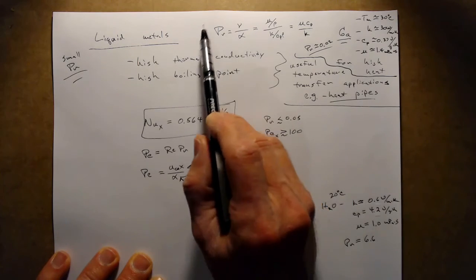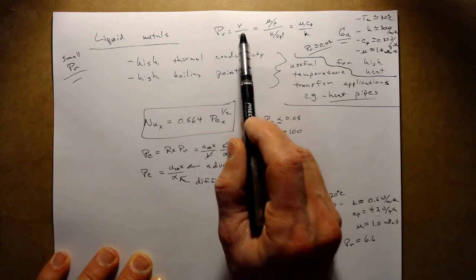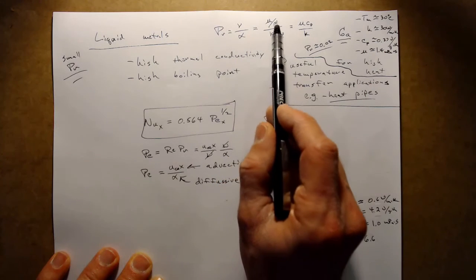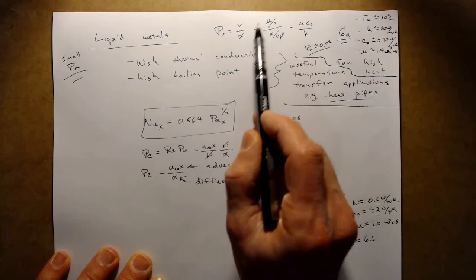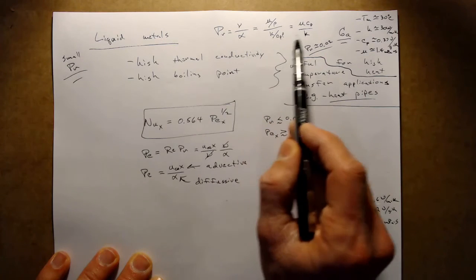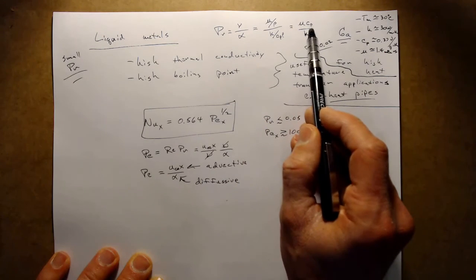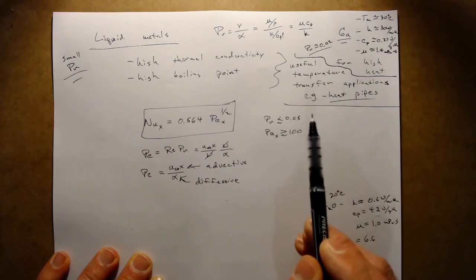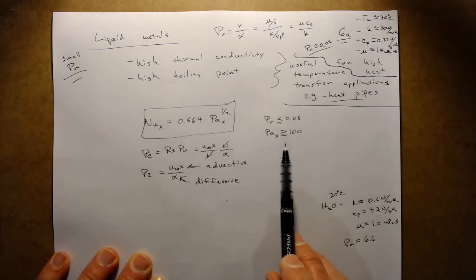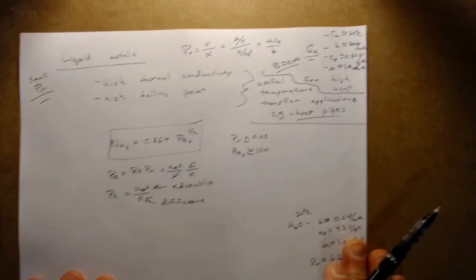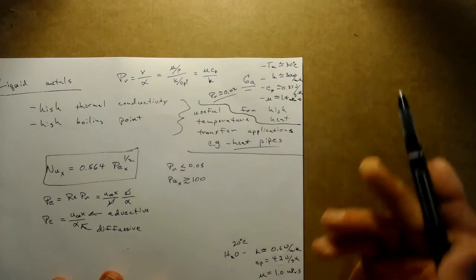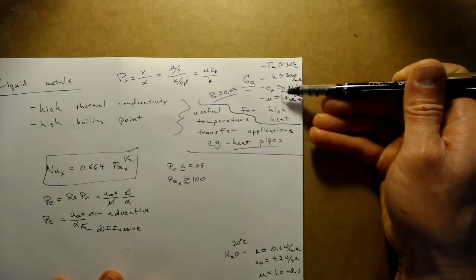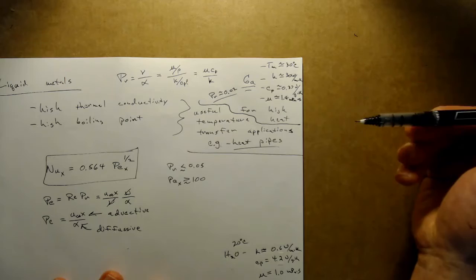And so we remind ourselves what the Prandtl number is. It's the ratio of momentum diffusivity to thermal diffusivity. Or if we expand the kinematic viscosity and the thermal diffusivity, we see that the Prandtl number can be expressed as dynamic viscosity times specific heat divided by thermal conductivity. So the unique properties of liquid metals revolve around this very high thermal conductivity. They tend to have a relatively low specific heat.